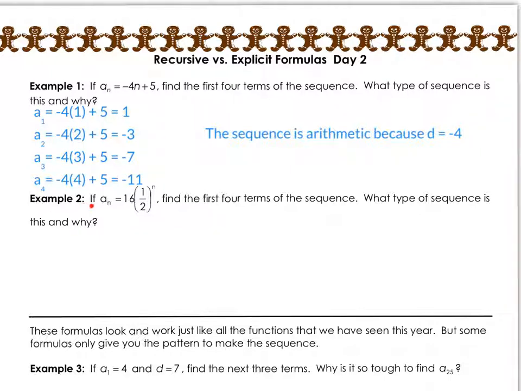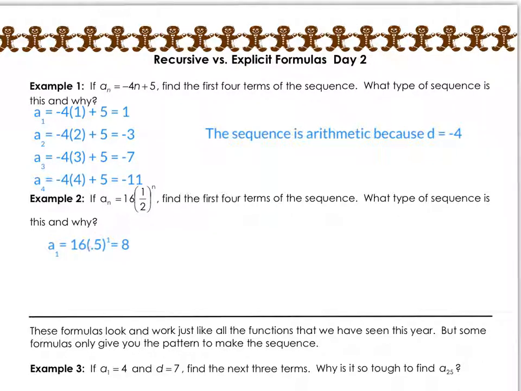Okay, example 2. If a sub n equals 16 times 1/2 to the n power, find the first four terms of the sequence and determine what type of sequence this is and why. So again, first four terms means everywhere I used to have an n, I'm going to replace it with first 1, 2, 3, and 4 so that I can find the first four terms. So the first one, I plugged in the 1.